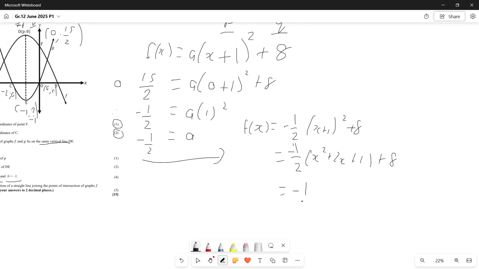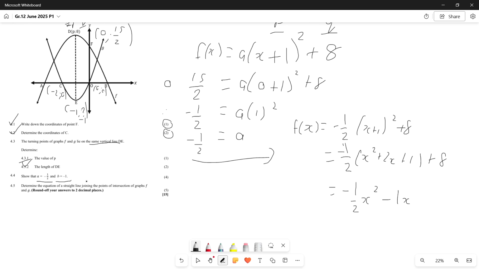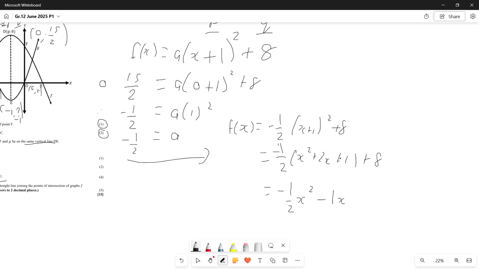So we have minus 1 over 2 x squared, minus a half times positive 2 is minus 1x. That is good for us. We have just solved for b. Minus a half times 1 over here is minus a half. And then we are distributing the negative half to the positive 8. So the positive 8 will stay out here and we will just simplify it.